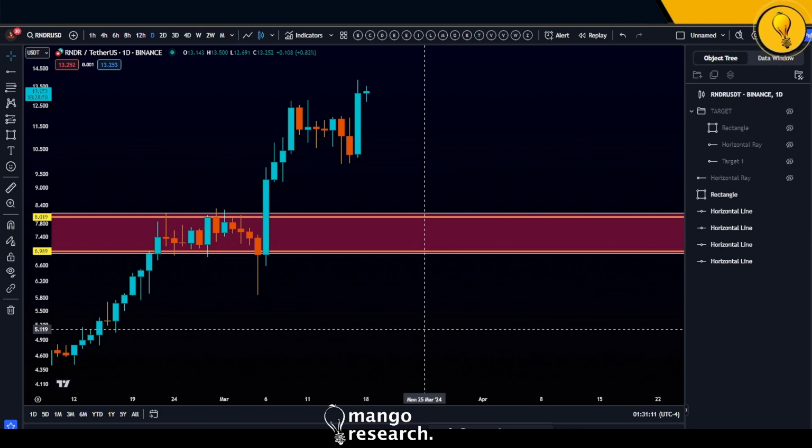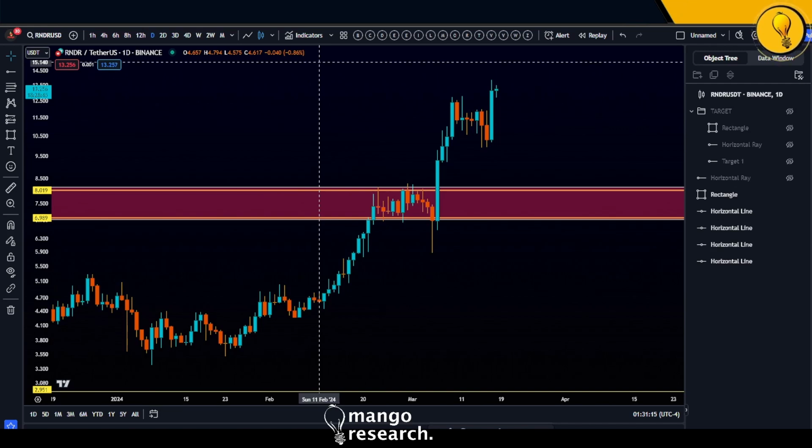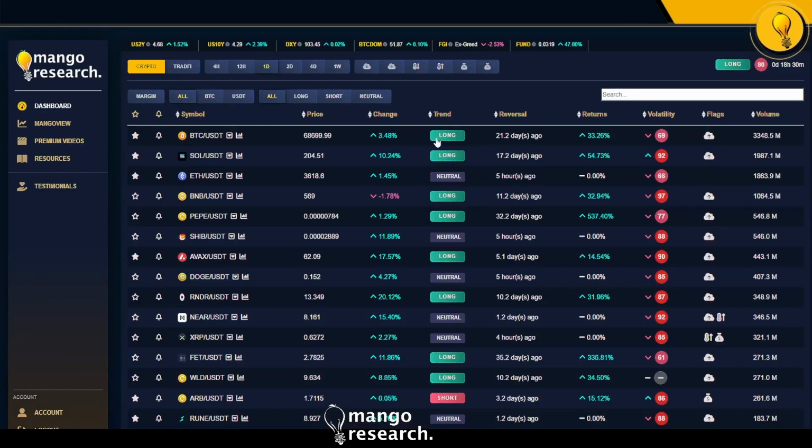This is Render on the daily time frame. I'm first going to start off with the Mango dashboard because we always start off every analysis with the dashboard. The dashboard helps us stay on the right side of the trend. You guys can find this on app.mangoresearch.co. Also, it's going to help you identify which coins are even worth trading right now.